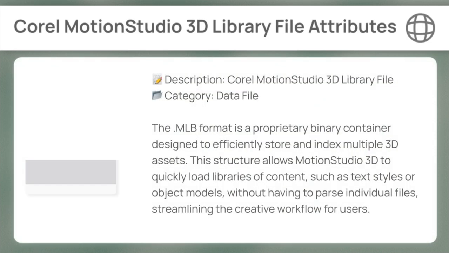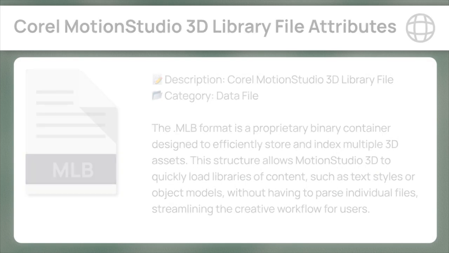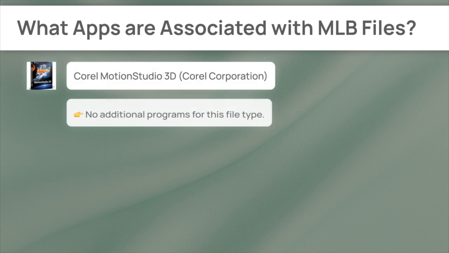The MLB format is a proprietary binary container designed to efficiently store and index multiple 3D assets. This structure allows MotionStudio 3D to quickly load libraries of content, such as text styles or object models, without having to parse individual files, streamlining the creative workflow for users. The MLB file is widely endorsed for use with Corel MotionStudio 3D developed by Corel Corporation.